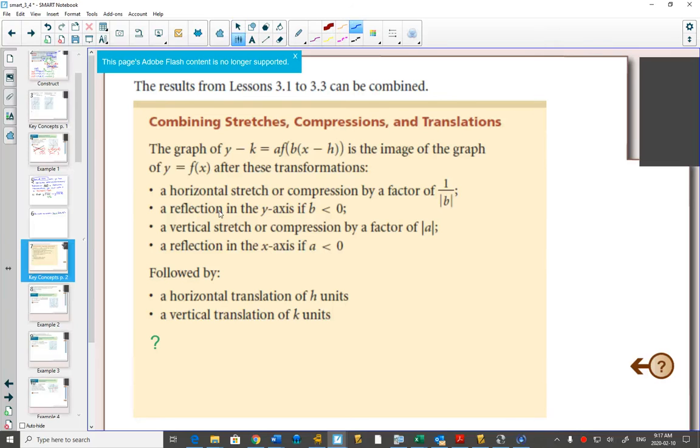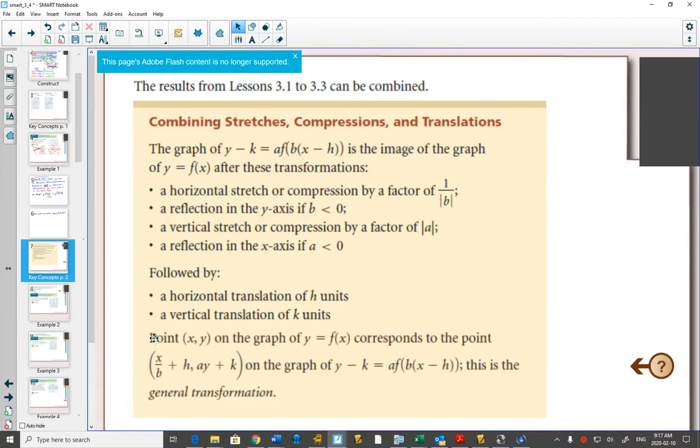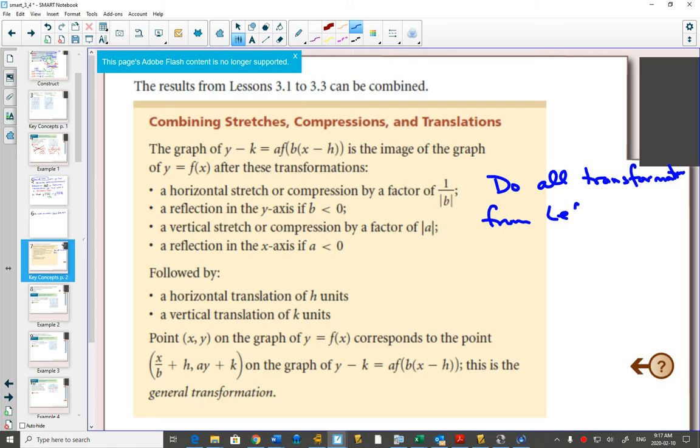Now, in this shaded box, they give you a wonderful, confusing looking formula to figure out all the stretches and compressions. Off to the side, we're going to just write a simpler way of describing this. We're going to do all the transformations from left to right.